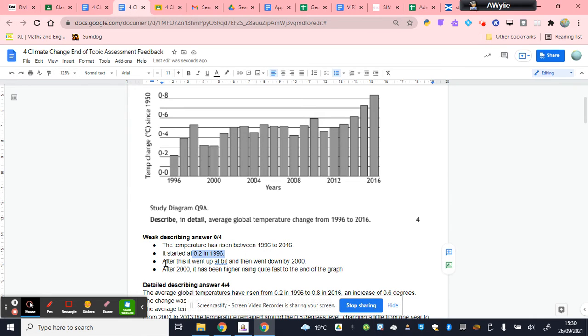The third point about it going up a bit and then down is very general. They have given us a date at 2000, but they haven't told us what it went up to and when, or that it went down to 0.3 in 2000. If they'd given us some data to match that, they would have got a mark. They do tell us in this final sentence that it's rising quite fast at the end of the graph, which we can see is true, but they haven't told us from what to what. So it goes from 0.6 to 0.8 in the space of a couple of years.